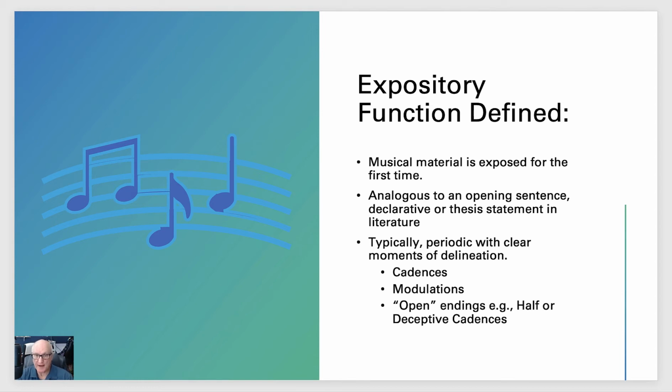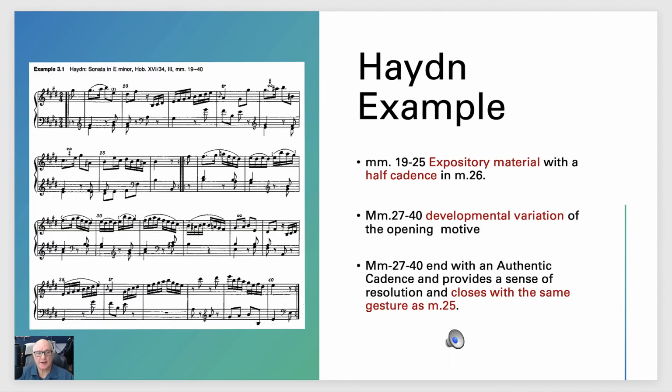Now, what we mean by that is, at the end of that expository material, we'll usually find a cadence, or we'll find a moment of modulation to something that's similar to what we just heard. Or we'll come to an open ending, like maybe a half cadence or a deceptive cadence. But the expository function lays out the opening material. Now, what makes for a really strong piece of music is to hear the elements of that exposition varied, repeated, and otherwise developed. So let's look at a Haydn example.